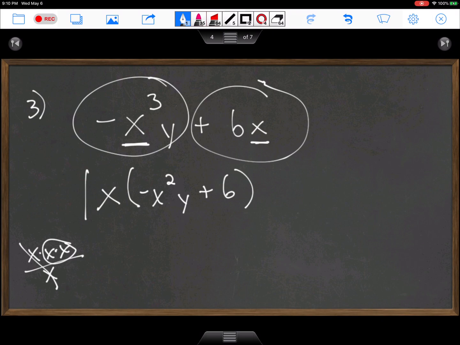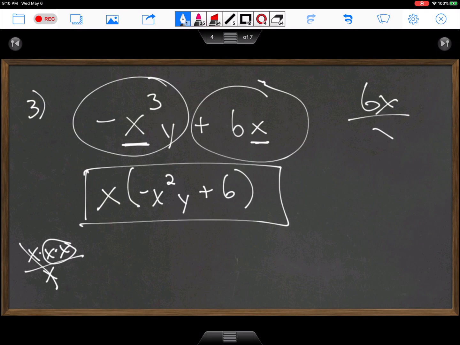Also, 6x is one factor of x less. And if you want to think about that, 6x divided by x is 1. That's why it just leaves me with 6.